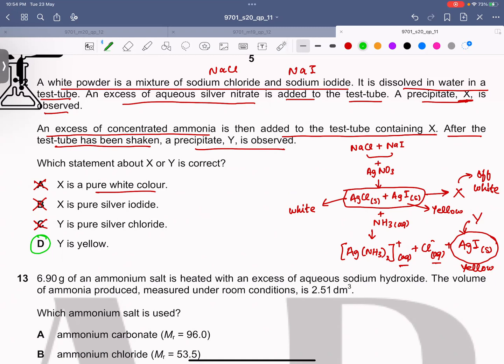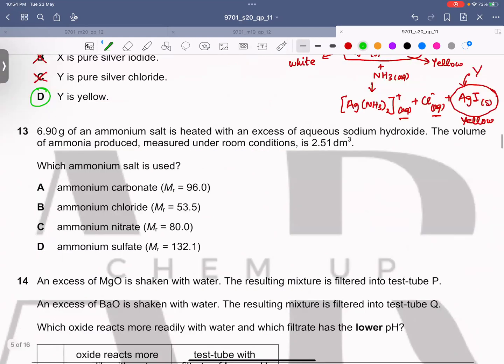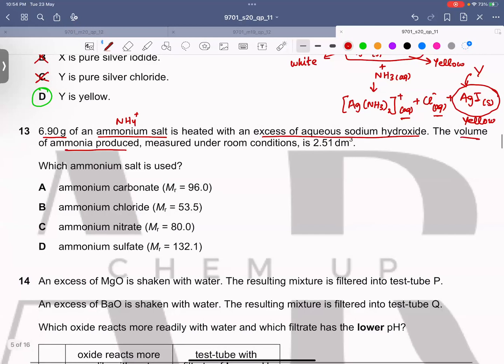Okay. Now let's move to question number 13. 6.90 gram of ammonium salt. It means it must contain ammonium ion. But what is the negative ion? We don't know. With an excess of sodium hydroxide, the volume of ammonia gas produced, measured under room conditions, is 2.51 dm3. Which ammonium salt is used?